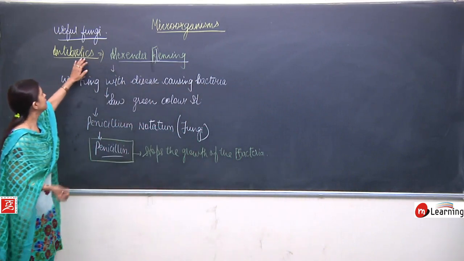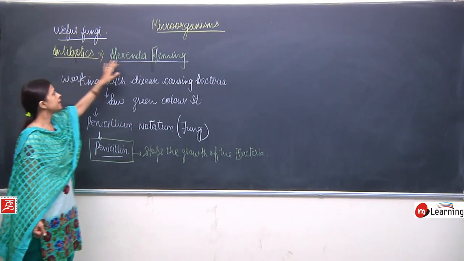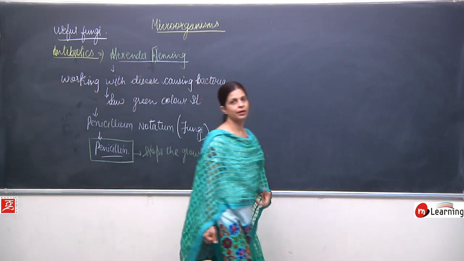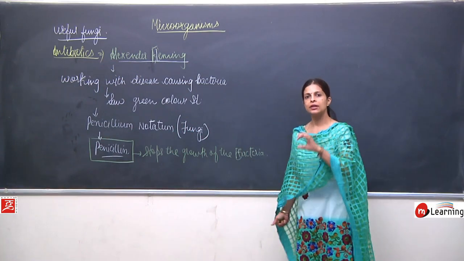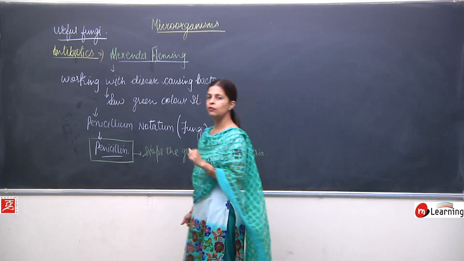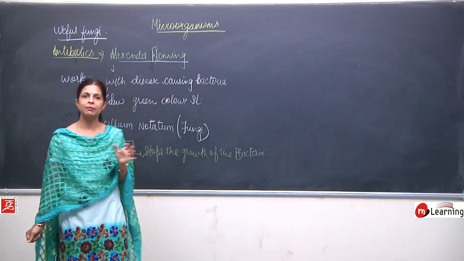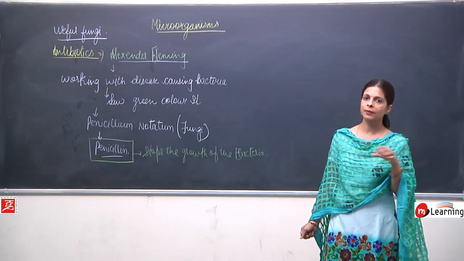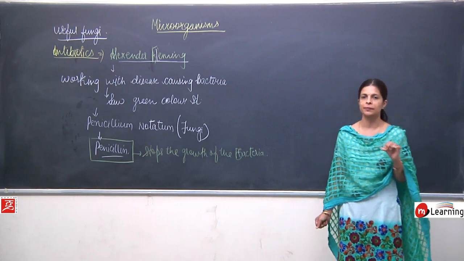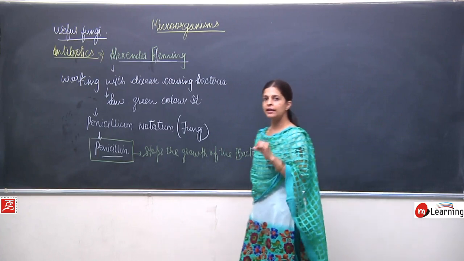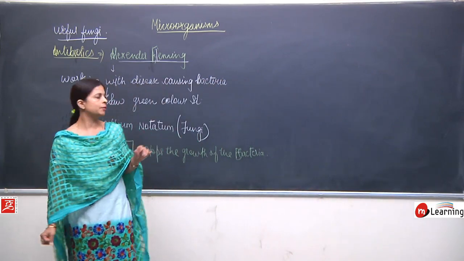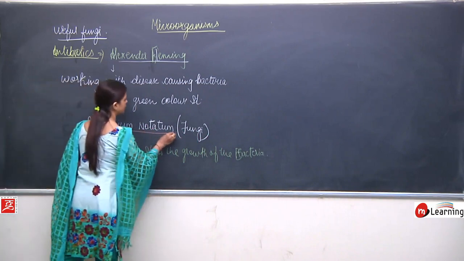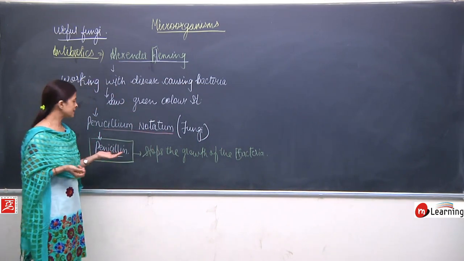We'll discuss this again. We are talking about antibiotics. Alexander Fleming for the first time made antibiotics from a fungus. Which fungus? A small incident I am talking about: he was working with certain disease-causing bacteria, and on this culture plate he saw a certain green colored structure. He studied it and concluded that the fungus named Penicillium notatum is creating a substance.